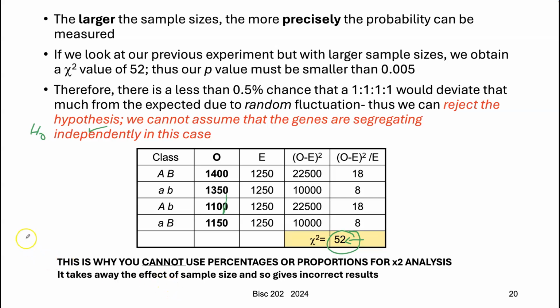And that's why, as I said at the beginning, you can't use a percentage or a proportion, because it takes away the effect of sample size, and it makes a difference. These numbers are proportionately exactly the same in the other experiment, but what we conclude is different. So you've got to always use the numbers, not the percentages or proportions. Oh, I made a mistake here. That should be chi-squared analysis. I knew I had not found one of them and corrected it.